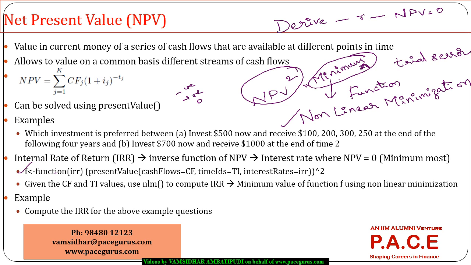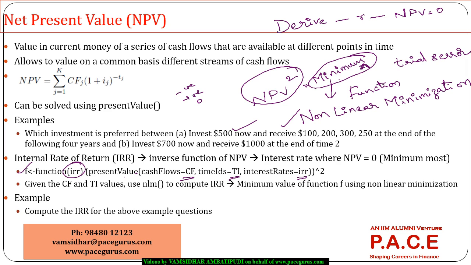I'm writing a function with IRR as the input. We are finding the present values wherein we are giving the cash flows and the time IDs, which are already known. So I'll take the same example and compute the IRR. The interest rate that we are supplying is this IRR.